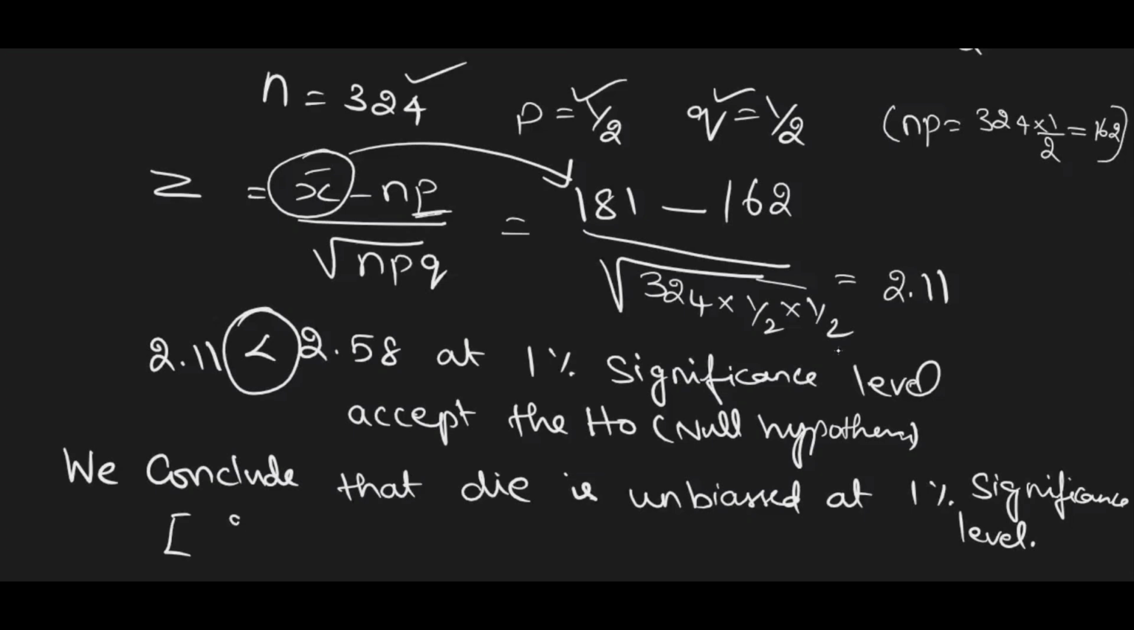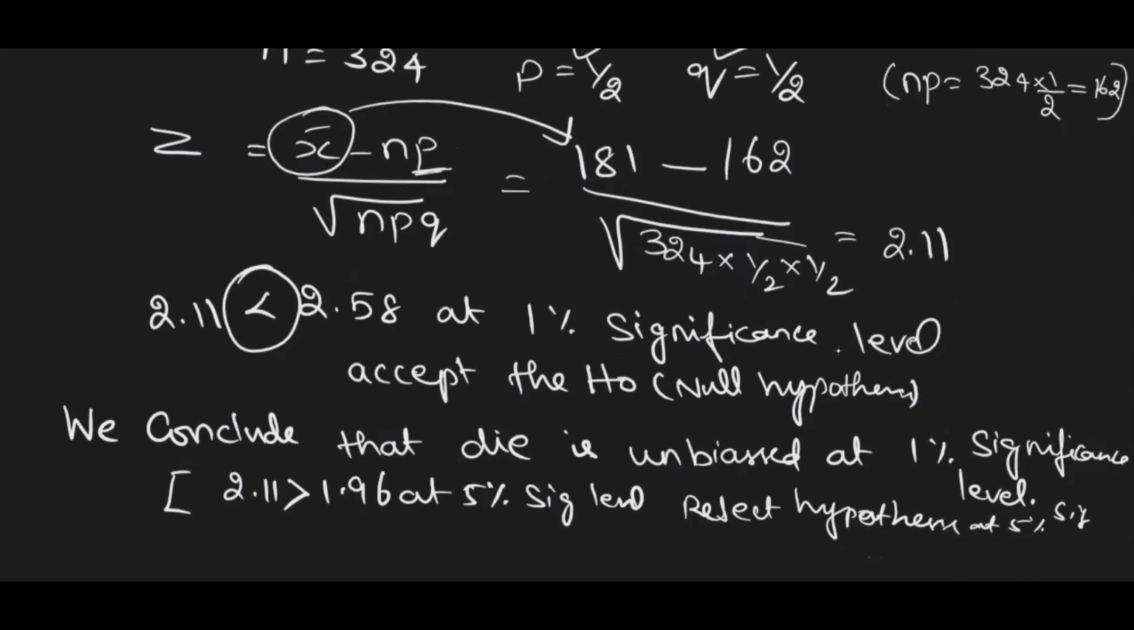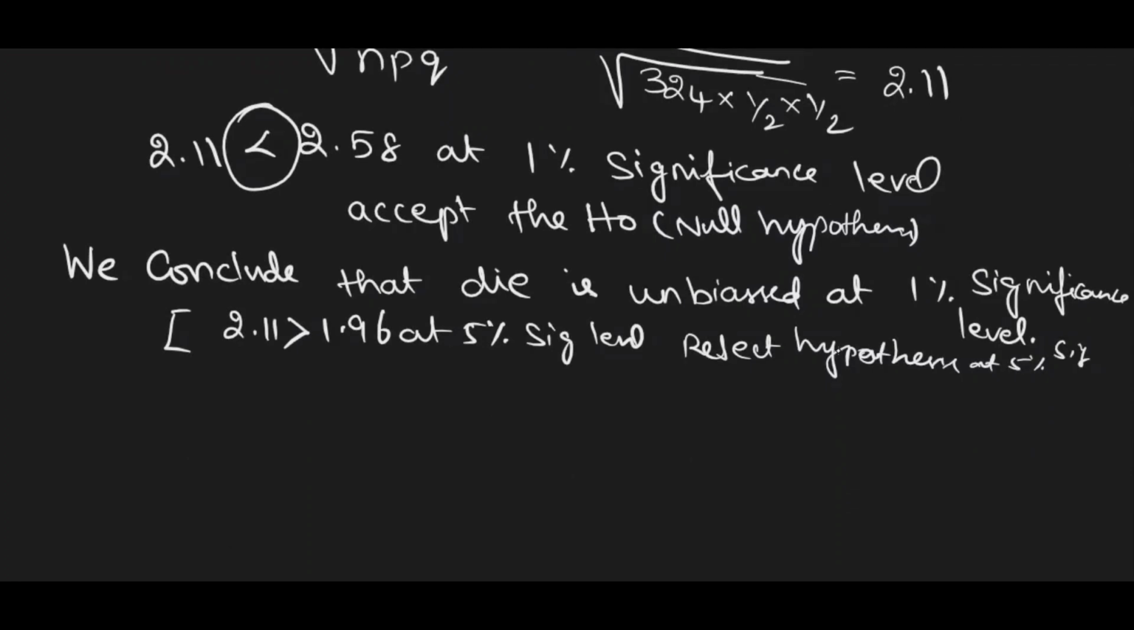In case the question asks for 5%, what is the result? In the case of 5%, 2.11 is greater than 1.96 at 5% significance level. Therefore, we will reject the hypothesis at 5% significance level. So, you understood the difference in significance level.